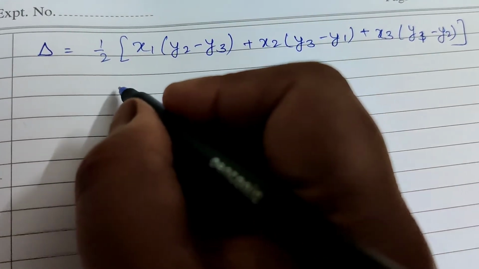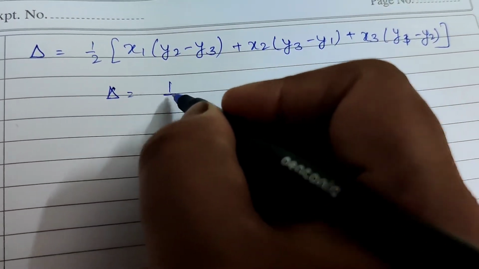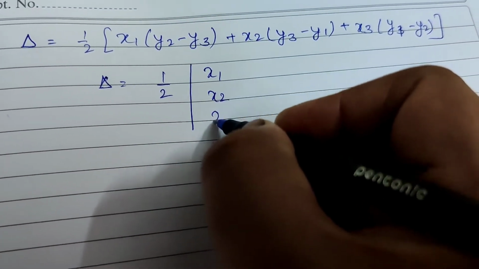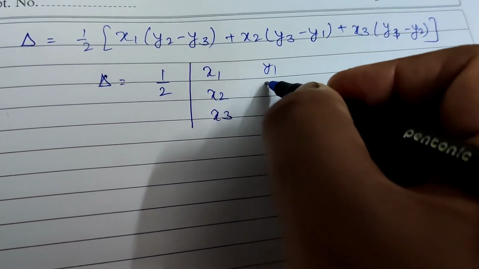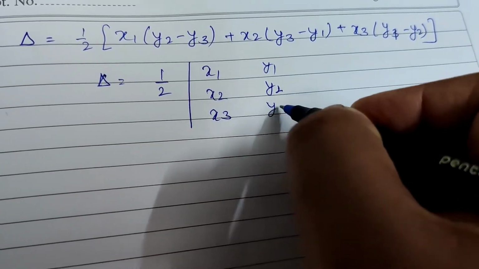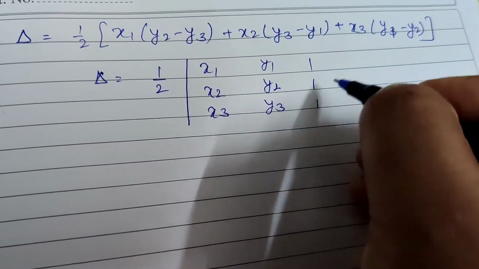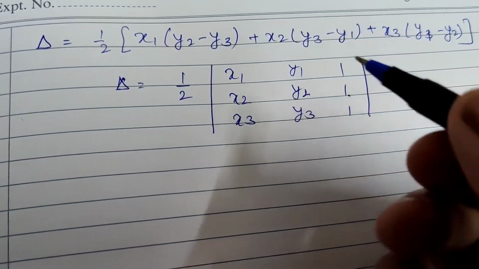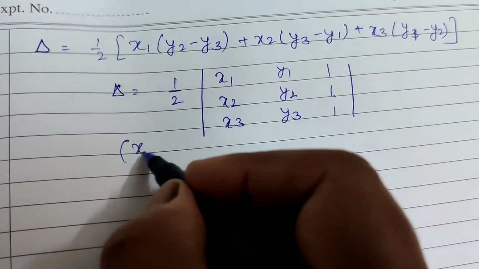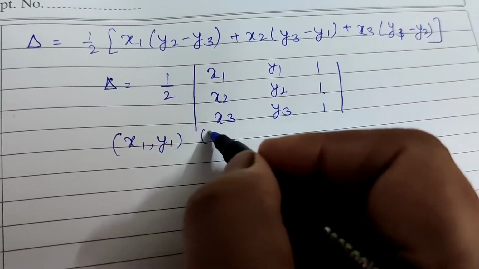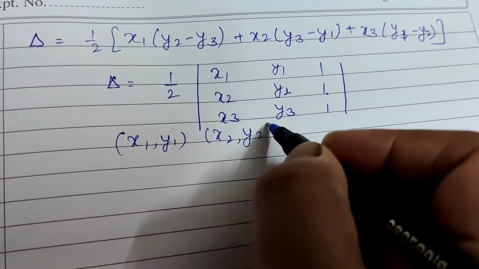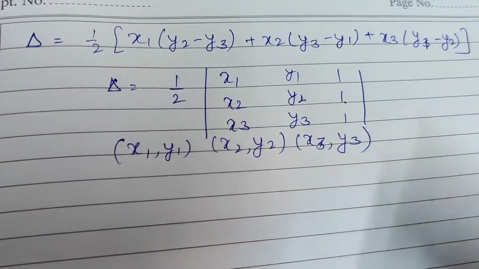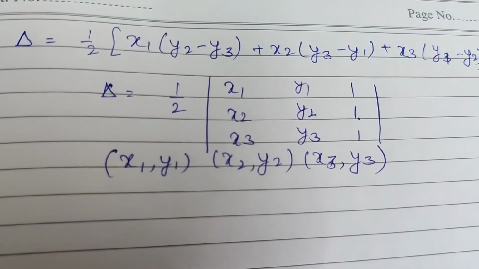Now this can be written in the form of a determinant. We can write 1 by 2 times the determinant with rows x1, y1, 1; x2, y2, 1; and x3, y3, 1. If the coordinates of a triangle are x1, y1, x2, y2 and x3, y3, we can find the area by using this determinant.